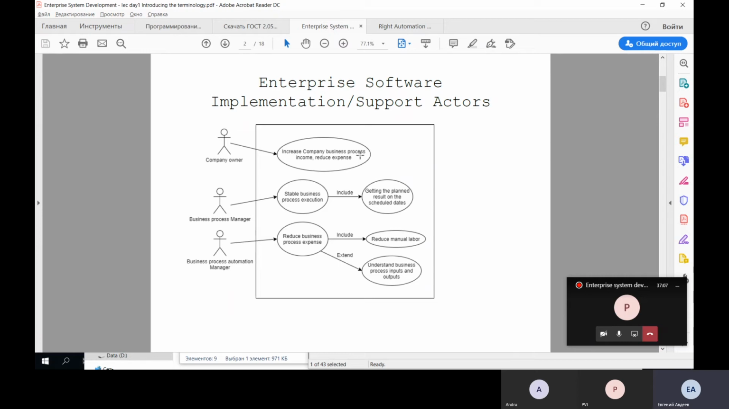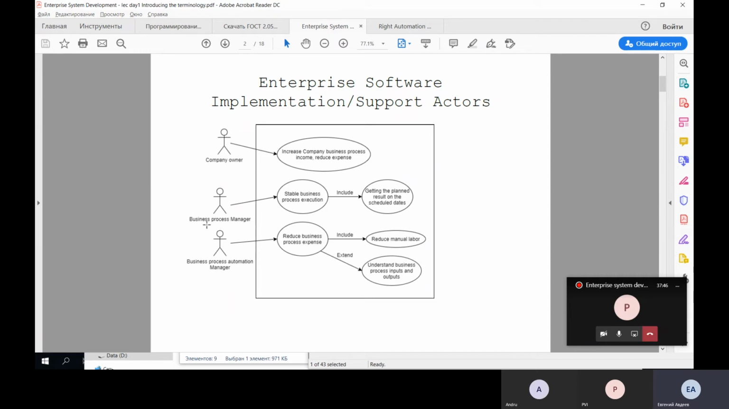So if we sell helicopters, his main goal is to increase the income. He can sell expensive helicopters. He can sell cheap helicopters, but lots of them. Anyway, it doesn't matter. He has to provide high income and reduce expenses. Also, it can be not just one human. It can be maybe a team, a group of people. It doesn't matter for us in this case.